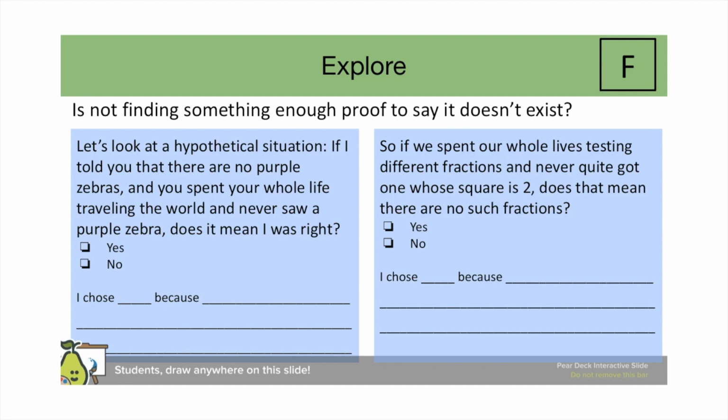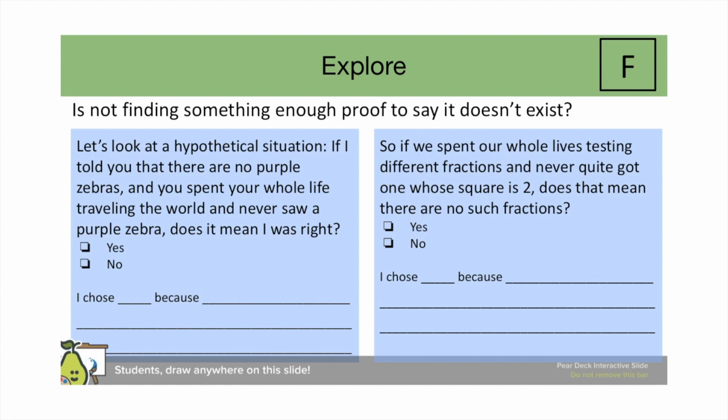And the second question is, so if we spent our whole lives testing different fractions and never quite got one whose square is 2, does that mean there are no such fractions? Again, you can set it up so students simply have to check yes or no and then explain their answer. And students should be saying, no, maybe you just haven't found it yet. So tell students, after you have them write, that we haven't learned enough to prove for sure that square root of 2 is not equivalent to a fraction.